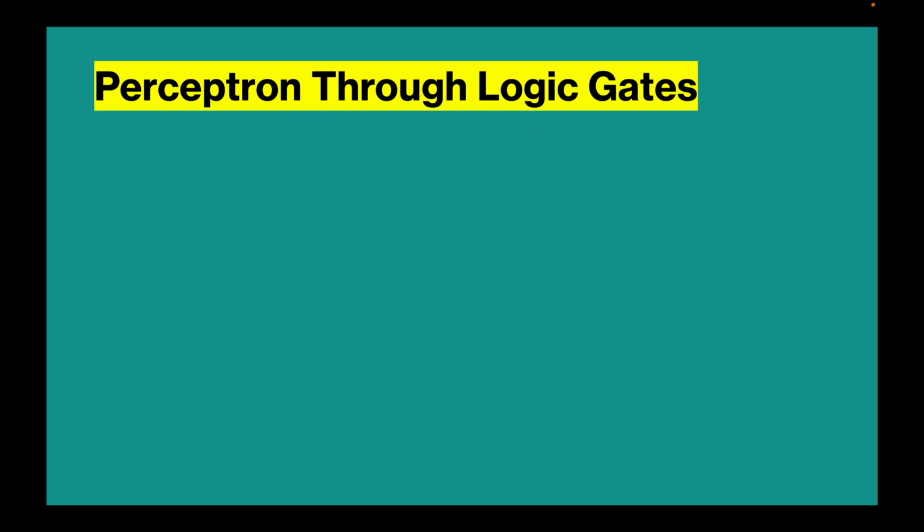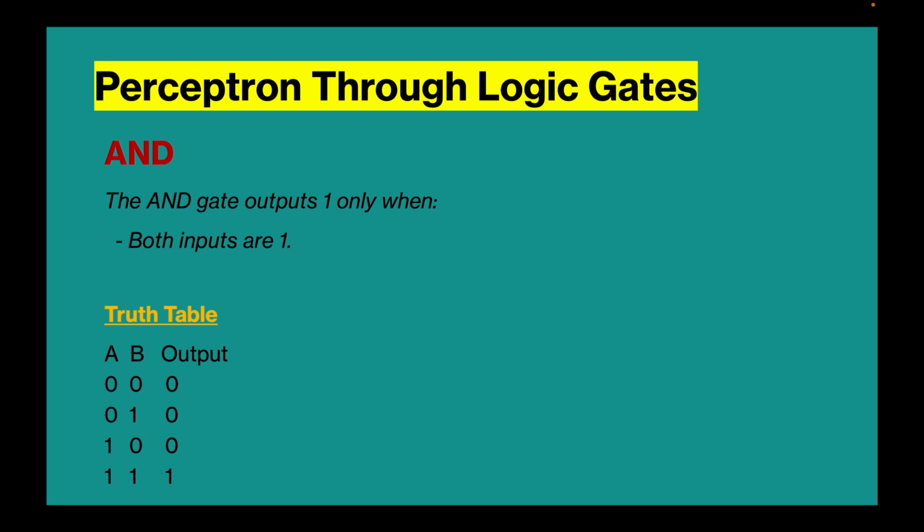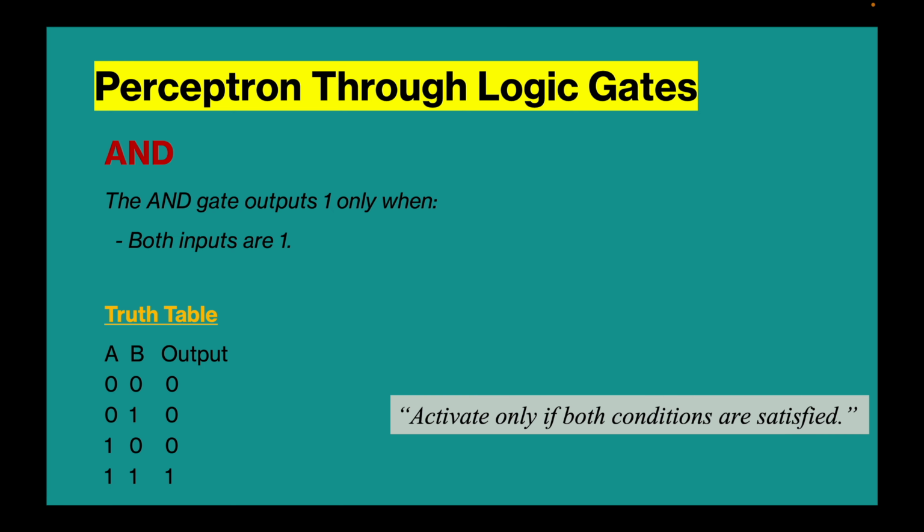Perceptron through logic gates. Logic gates are very important because they show how perceptrons make decisions mathematically. We have the AND gate. The AND gate outputs 1 only when both inputs are 1. So here's the truth table. If the inputs A and B are 0, then the output is 0. If A is 0 and B is 1, then the output is 0. If A is 1 and B is 0, then the output is 0. But if A and B both are 1, then the output is 1. So, in this case, the perceptron learns to activate only if both conditions are satisfied.